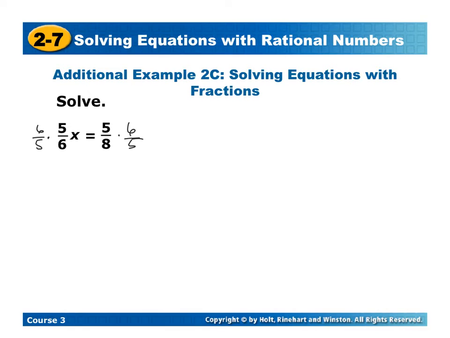Because what happens here is 6 times 5 is 30, 5 times 6 is 30. 30 divided by 30 is 1. So these essentially cancel out and leave us with just x on the left side. Now here we can multiply across, or remember, cancel before I multiply. 5 and 5 would each become 1. 6 and 8 share a common factor of 2, so this would become 4 and 3. 1 times 3 is 3.